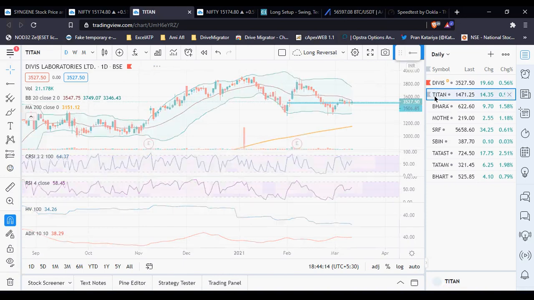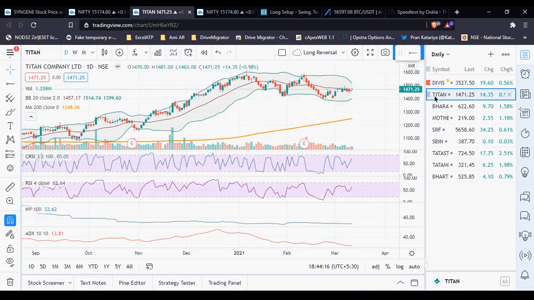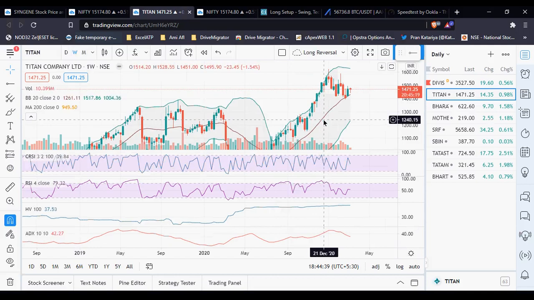Let's go ahead and check Titan. We found Titan on 22nd of February. So as you can see, the Connors RSI is below 15, RSI 4 is below 20. It's above the 200 moving average. We need to check on 22nd Feb.